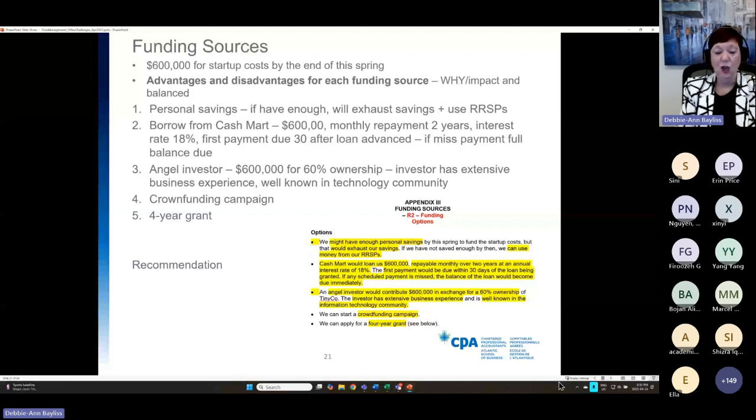Angel investor. They'll give them the 600,000, but in exchange they want 60% ownership. I mean, ooh, that's a big disadvantage. Investors have extensive business experience, well known in the technology community. Crowd campaign is one of them, and that 4-year grant. So again, take in the relevant information. And I want to know more about that grant because I need to talk about it when it comes to the funding, and I'm not 100% sure.